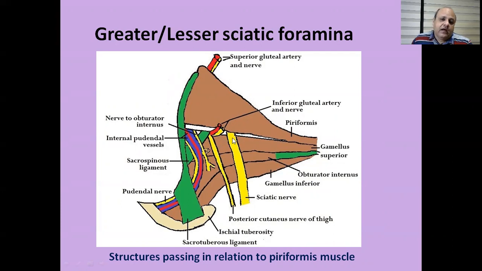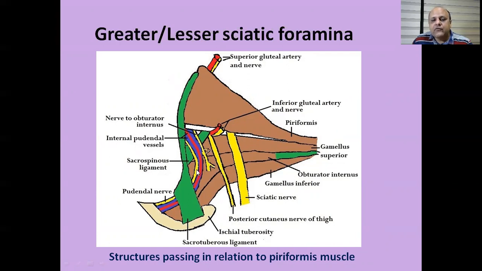Then we have the sciatic nerve, which is the thickest nerve of the body, forming a 2 centimeter wide band. Medial to it lies the posterior cutaneous nerve of thigh. Then we have the pudendal nerve, pudendal vessels, and nerve to obturator internus. They all pass through the greater sciatic notch. The nerve to obturator internus supplies the gemellus superior as well as the obturator internus muscle.